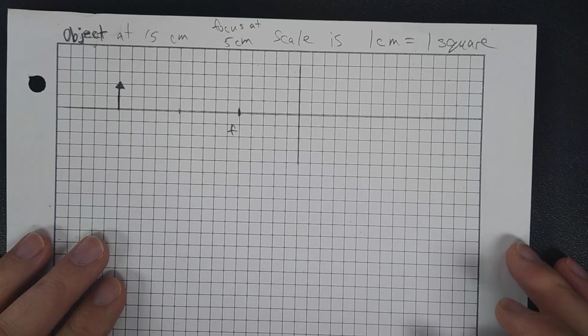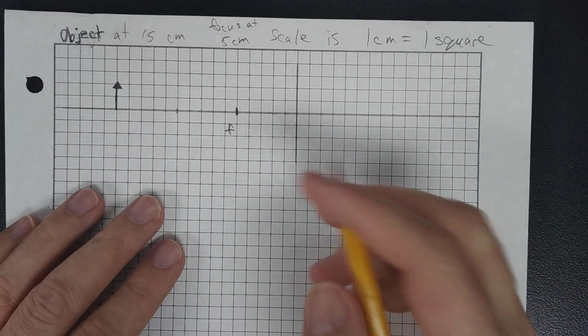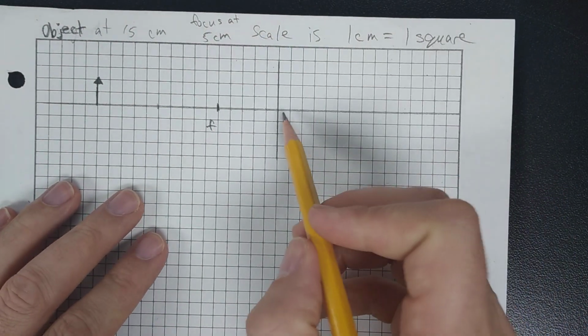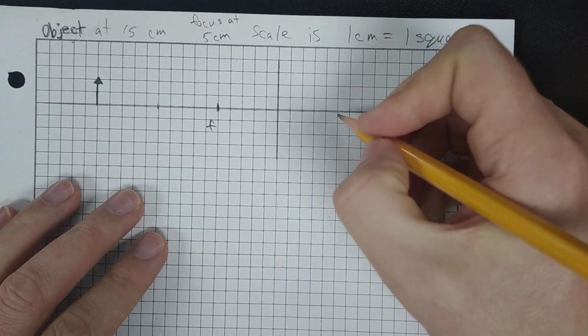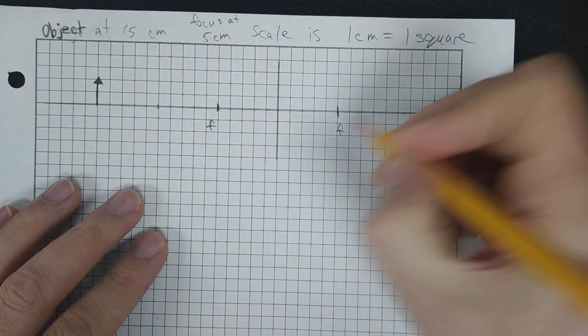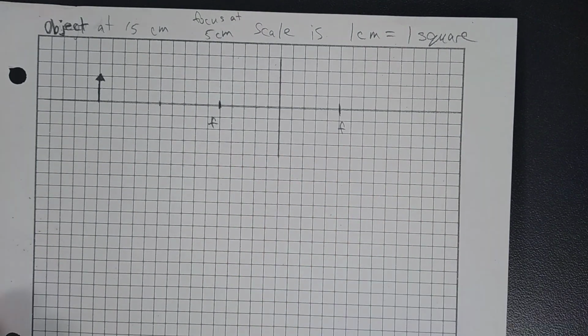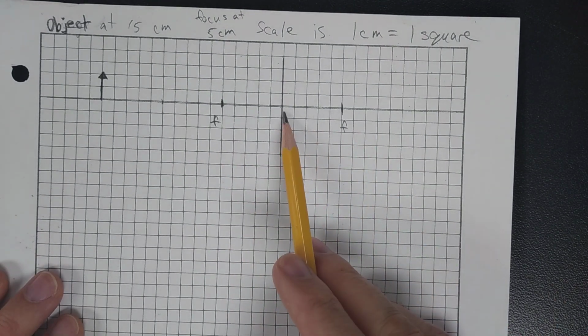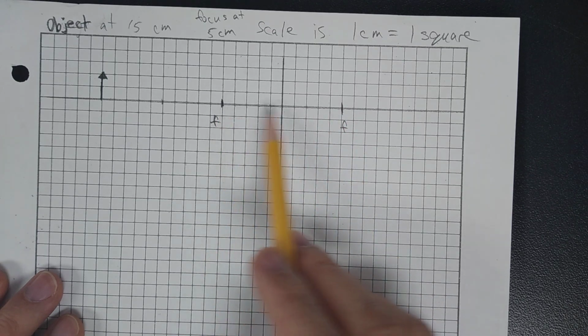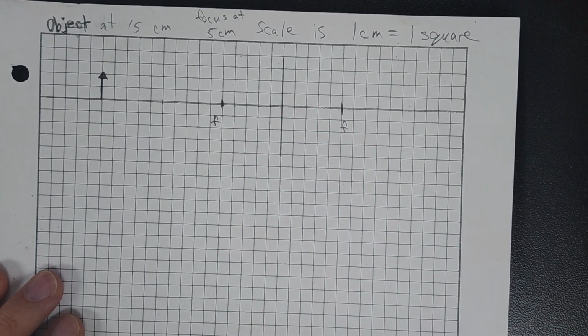Now what we need to do is mark the focus on the other side as well. So 1, 2, 3, 4, 5. There's the focus on the other side. Remember that the focus is on both sides. So the focal length is 5 centimeters, which means there's a focus on both sides of our lens at a distance of 5 centimeters.